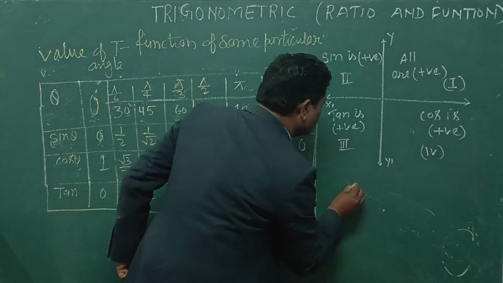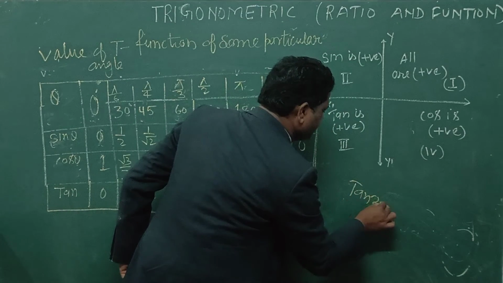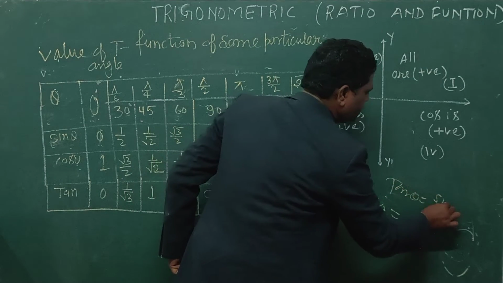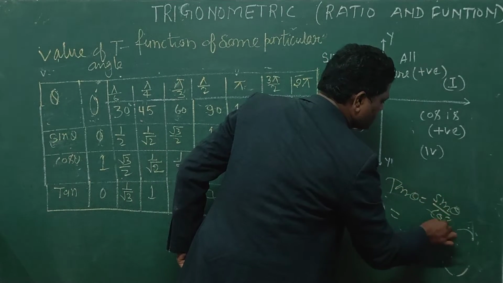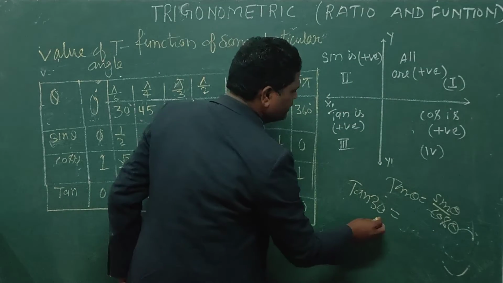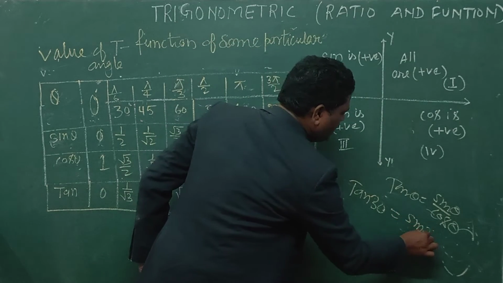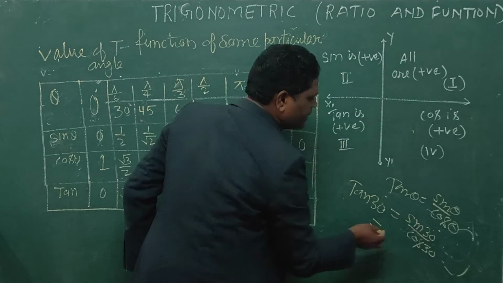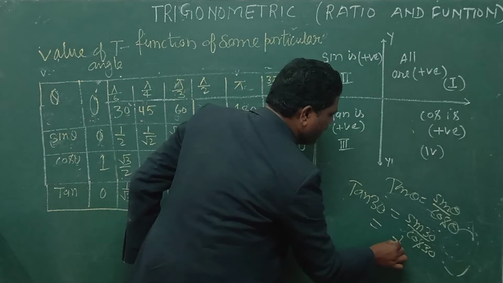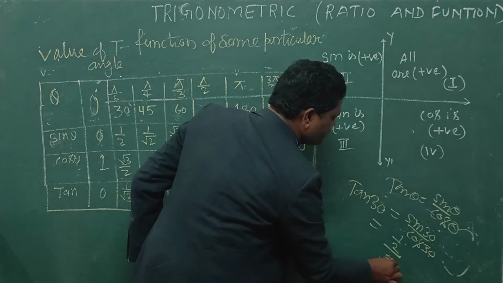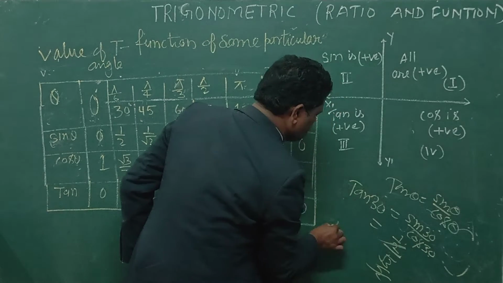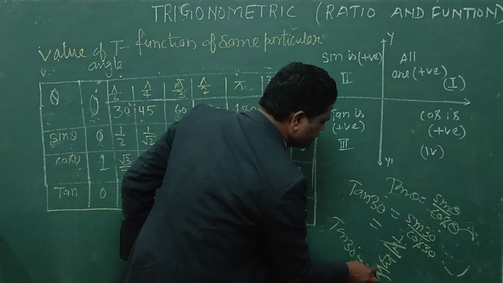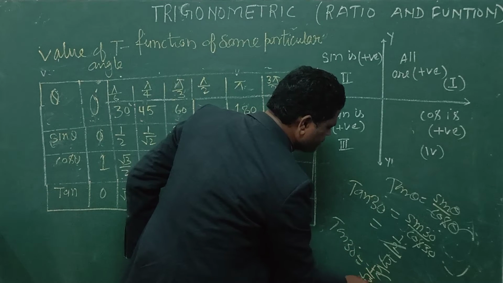And how can we find tan theta? We know that tan theta equals sin theta by cos theta. Suppose tan 30 degree: sin 30 degree by cos 30 degree. Sin 30 degree is 1 by 2 and cos 30 degree is root 3 by 2. So cancel, and we get the answer 1 by root 3.